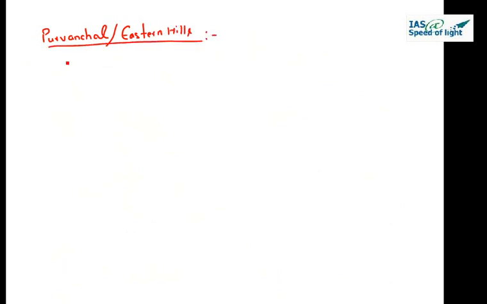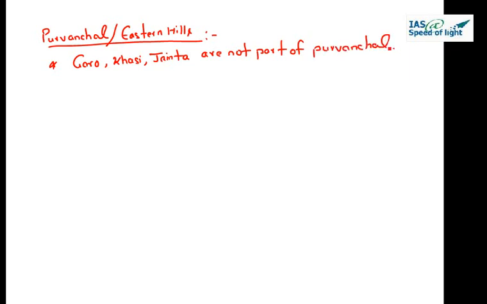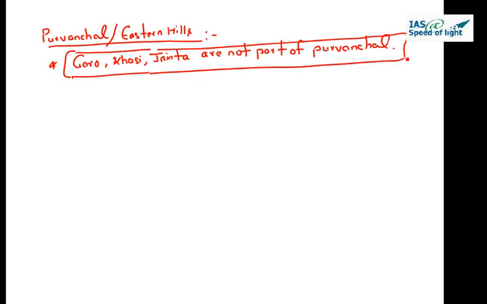Please remember, the first point we should note is Garo, Khasi and Jaintia are not part of Purvanchal. These are part of the Meghalaya Plateau, which is the extension of our peninsular plateau. So this is the first point we should remember. Garo, Khasi and Jaintia of Meghalaya don't form part of Purvanchal or the Eastern Hills of the Himalayas. Now let's go to the map.